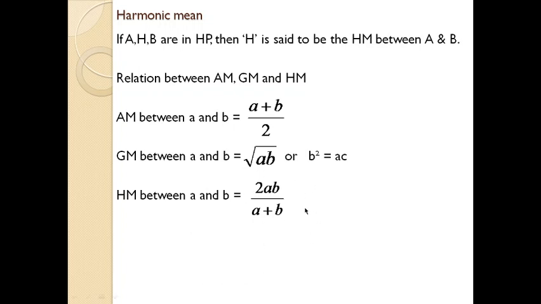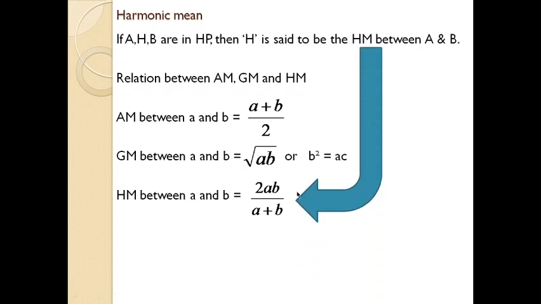The above two cases we have dealt with, and we have used those equations in some application questions, but this one is a new one. So remember these three cases: the relationship between AM, GM and HM. In harmonic mean, if A, H, B are in harmonic progression, then H, the number in between A and B, is said to be the harmonic mean between A and B. In that case, the equation will be 2AB divided by A plus B.